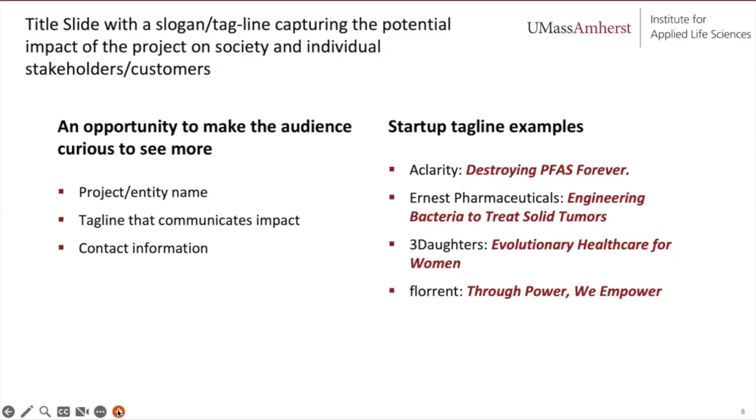And one of the best ways to do that is to have a tagline. It's also super important to have your contact information. So your project or entity name, your tagline that communicates impact, and contact information, because you want folks to be interested in contacting you. You don't want to make that difficult. I've included some startup taglines here that I think are interesting. They each have their strengths and weaknesses. They're all UMass related companies.